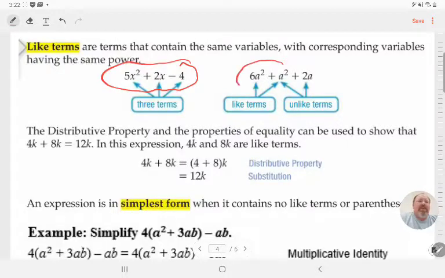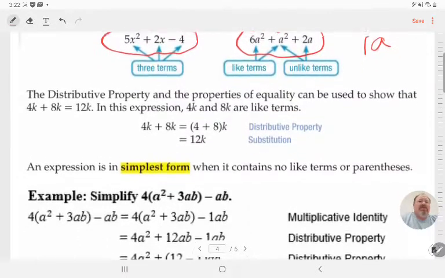But if we look over here, we have 6a squared plus a squared plus 2a. So these two are like terms. We could actually add those together. And don't forget, if you have just a variable like this, there's always a 1 in front of it, okay? So that would be 7a squared plus 2a, okay?